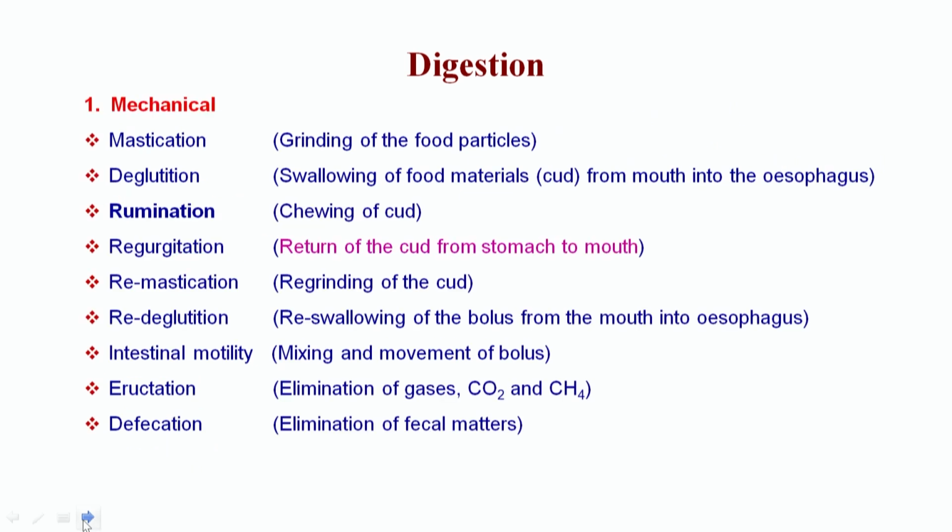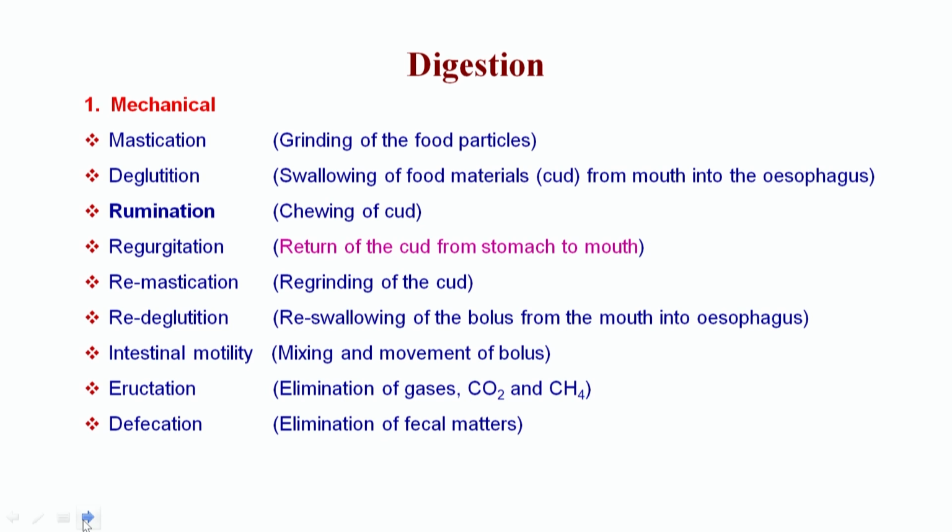If you talk about the mechanical factors in digestion, first is chewing of the food, that is mastication, then deglutition, meaning swallowing of the food particles, and then rumination, that is chewing of the food particles. Then again regurgitation, meaning taking the food particles from the stomach back into the mouth, and then remastication and redeglutition: the food which has already been swallowed is taken back from the stomach to the mouth, chewed again and then re-swallowed.